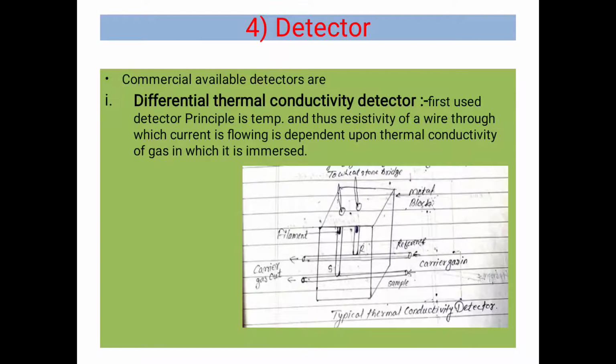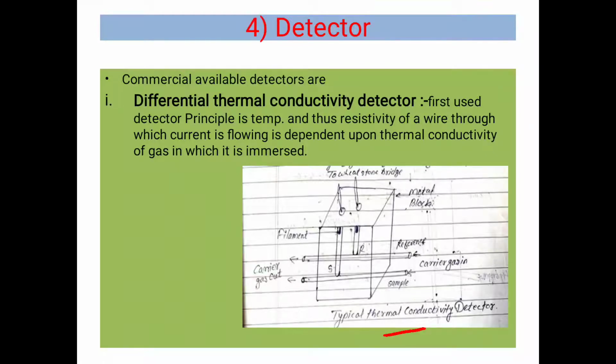So let's see this in a diagram. The diagrammatic representation is given here, a typical thermal conductivity detector. It consists of two chambers of the same volume containing resistance wires or thermistors with a high temperature coefficient. That is, the temperature coefficient of resistance is high, so the resistance varies greatly with temperature.